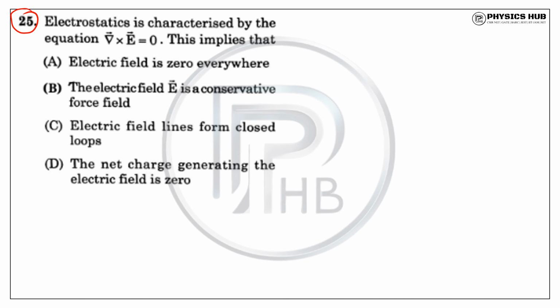Next question, electrostatics is characterized by the equation del cross E is equal to 0. This implies that the electric field is a conservative force field. So del cross E is one of the Maxwell's equations. Maxwell's equations are very important. There are 4 types of Maxwell equations, so please go through all of them. Here, del cross E is equal to 0 means that it is a conservative force.